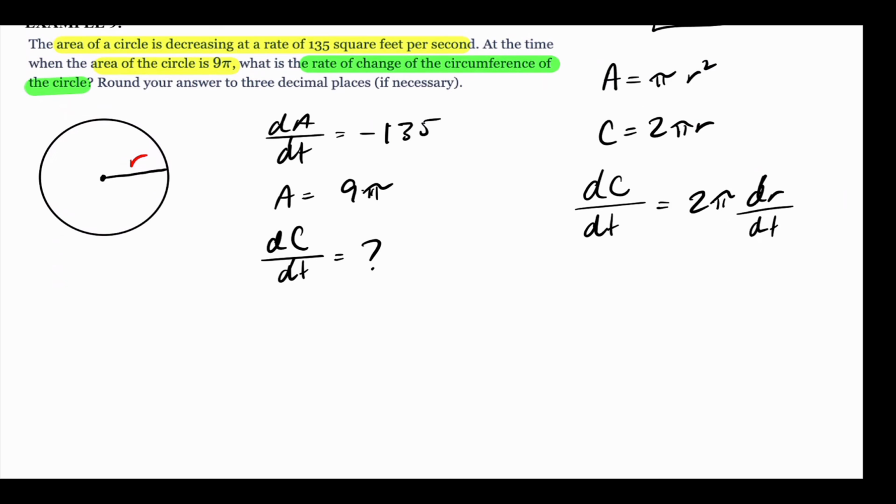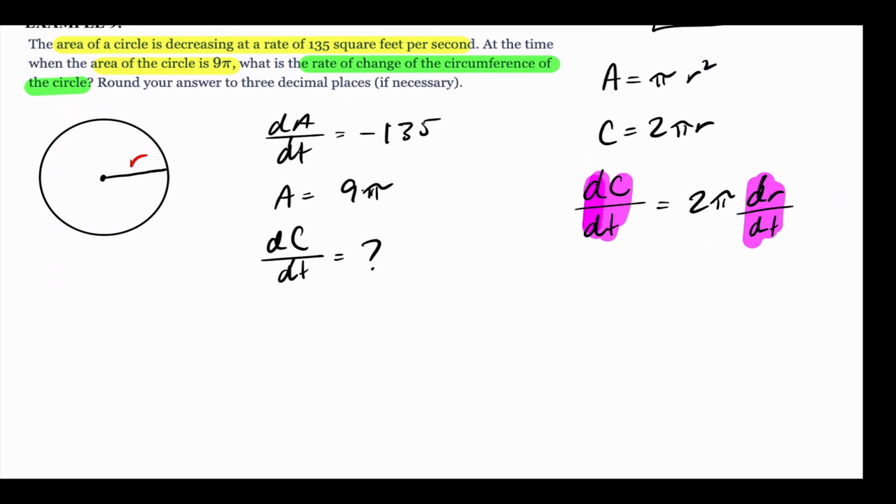I don't know dC/dt. That's what I'm trying to find. I know 2, I know pi. I don't know dr/dt either, right? So these are the two guys that I have no clue what they are. This guy and this guy. I need one of them to find the other.